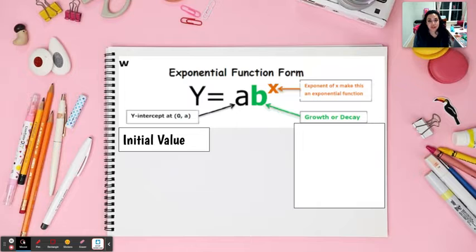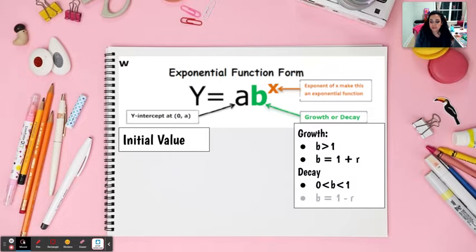b tells you if you're going to have growth or decay. If it's growth, remember b is greater than 1. Also, when we look at word problems, this means b is equal to 1 plus r, where r is your rate as a decimal. Decay is when b is between 0 and 1. And when you're looking at word problems, this is when b is equal to 1 minus r.